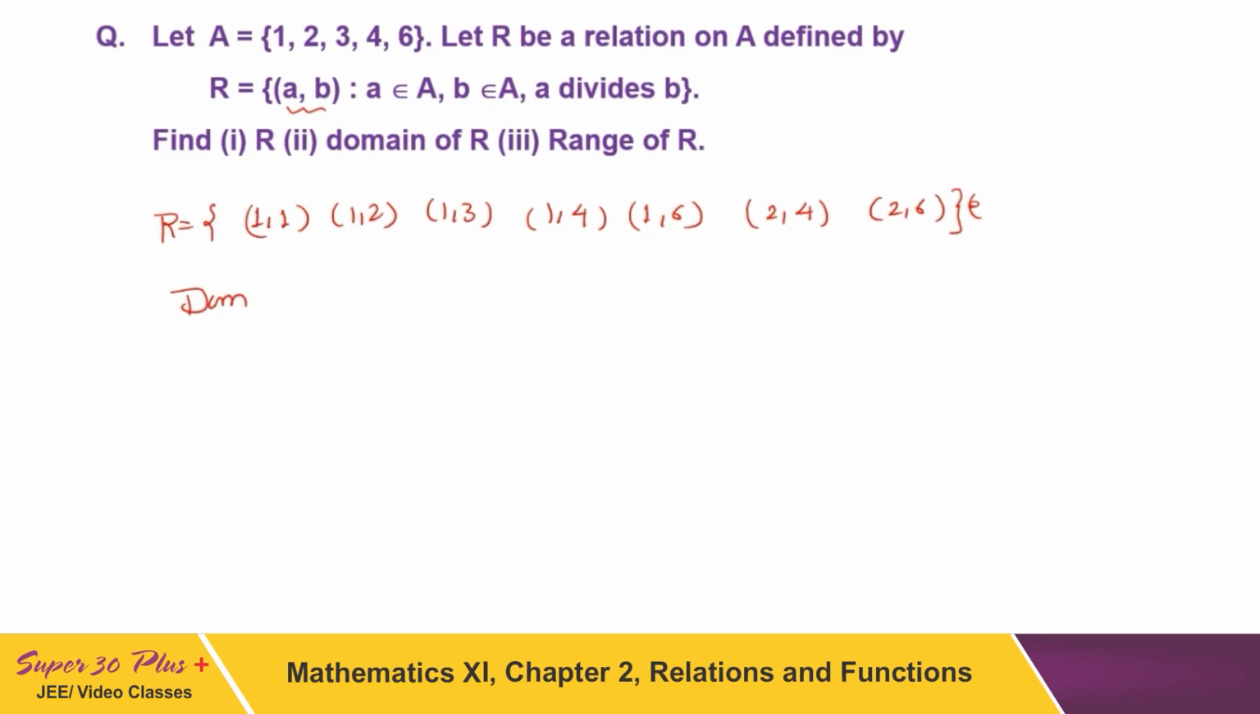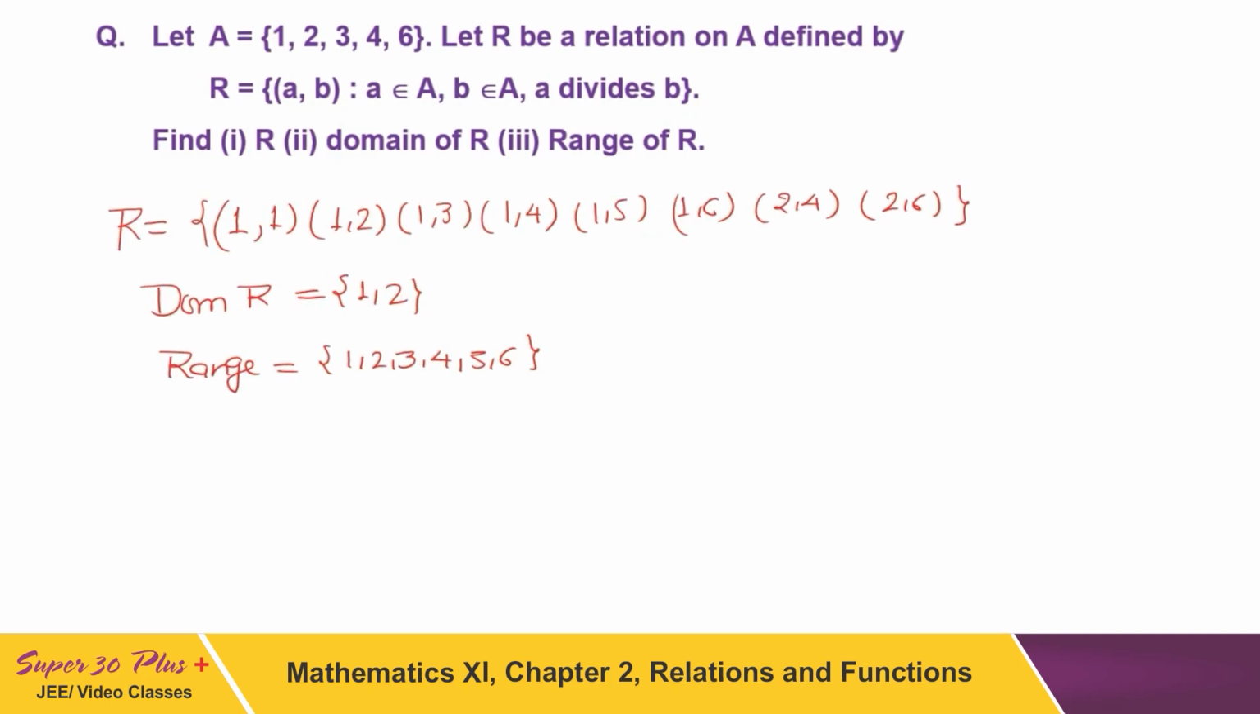Then what is the domain? The domain of the relation is the first elements, meaning 1 and 2 only. And what is the range? The range of the relation will be the second elements. What are the second elements? 1, 2, 3, 4 and 6. This is the domain and range of the relation.